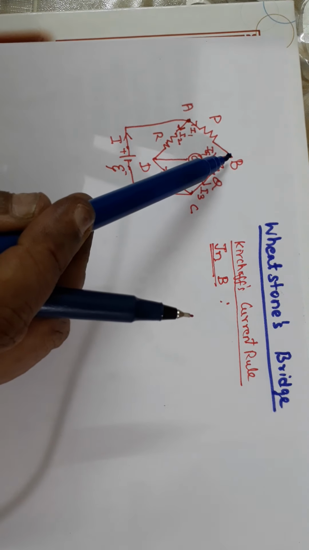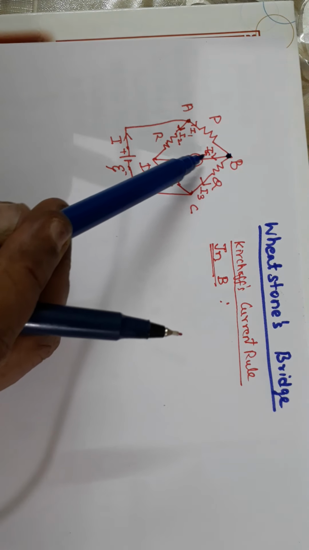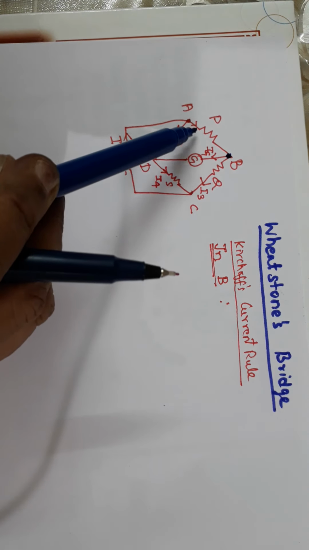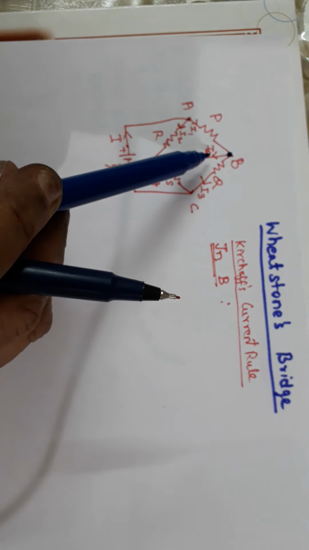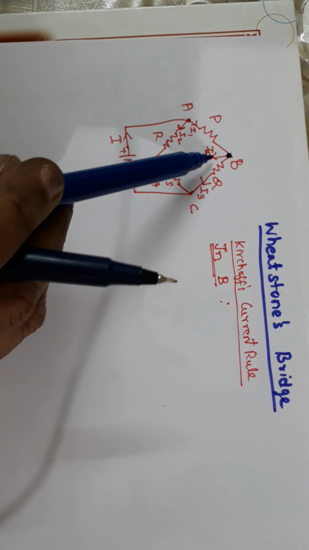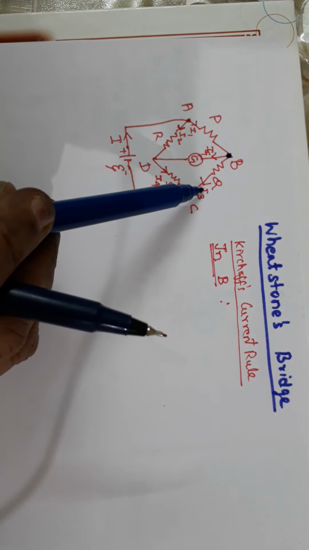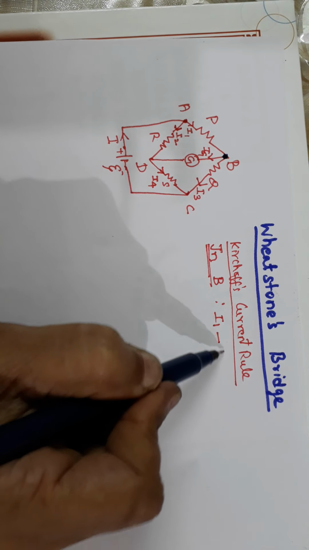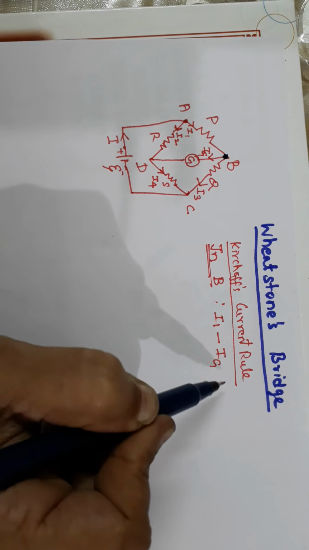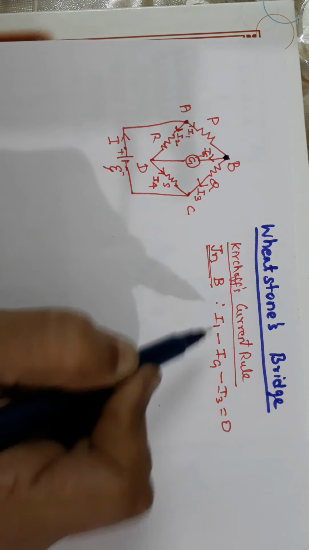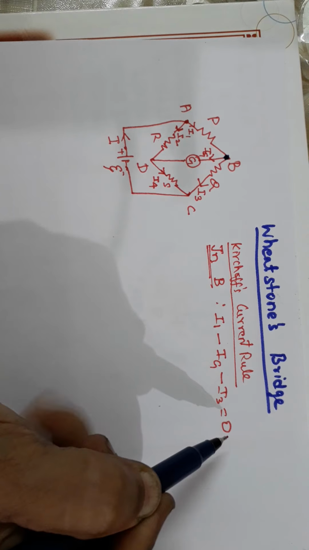I1 is toward the junction. Ig is away from the junction. I3 is also away from the junction. Already you know that current toward the junction is plus, current away from the junction is minus. So I1 is plus, Ig and I3 are minus. So I1 is toward the junction, plus, Ig is away from the junction, so minus, I3 is away from the junction, minus, that is equal to 0. Algebraic sum of current meeting at a junction is 0.